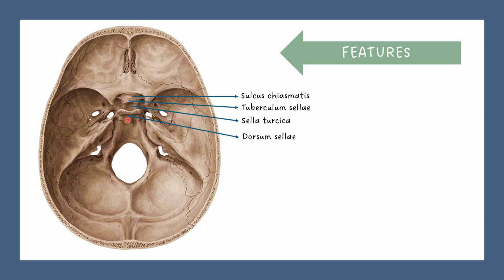This is the dorsum sellae. So it is the back of the Turkish saddle. So it is a square plate of bone behind the sella turcica. The superior angles of the dorsum sellae project laterally into posterior clinoid processes. The diaphragma sellae, that is the dural fold, is attached to the upper margin of dorsum sellae. And the anterior end of the attached margin of tentorium cerebelli is attached to this posterior clinoid process.